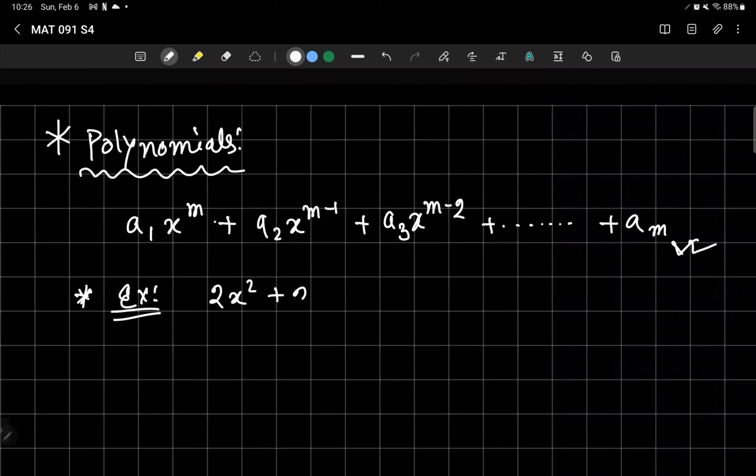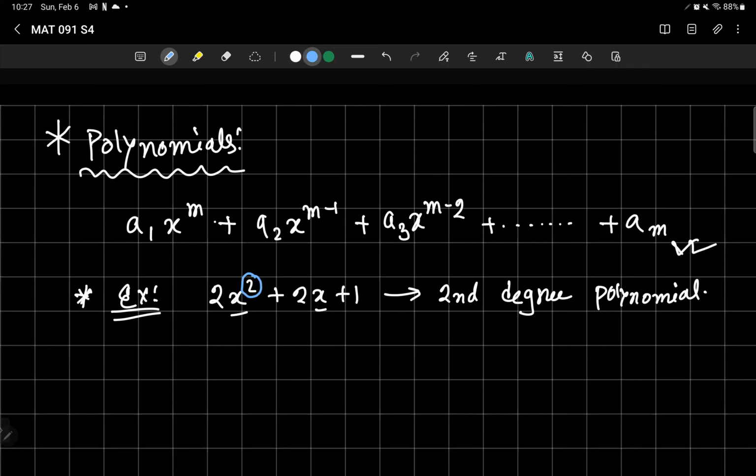2x squared plus 2x plus 1. We call it a second degree polynomial. Why do we call it a second degree polynomial? Well, first of all, take a look at all the x's, all the variables, and notice the highest power in this thing. In this case, we have a 2, right? So that's why we call it a polynomial with a degree of 2.